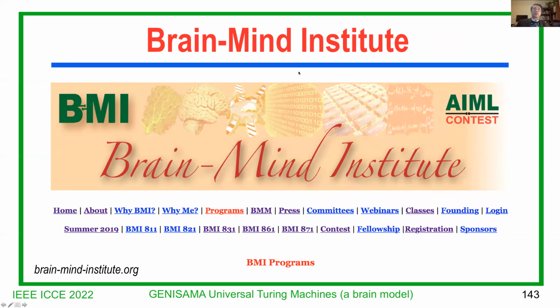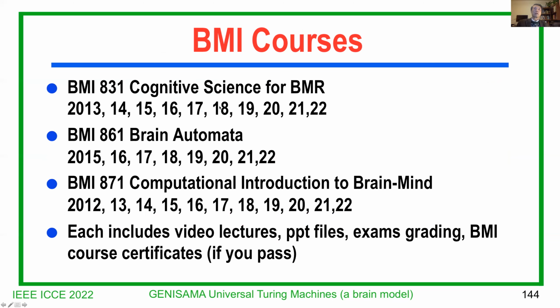And for education purposes, because these have so many fundamental advances, and it's difficult for many researchers and students to catch up, we have a BMI Institute and it has a program. And we have courses. 803 is cognitive science. 861 is for brain automata. 871 is a computational introduction to brain-mind, using my book as a text. Each includes video lectures, PPT files, exam grading, and a BMI course certificate if you pass the course.